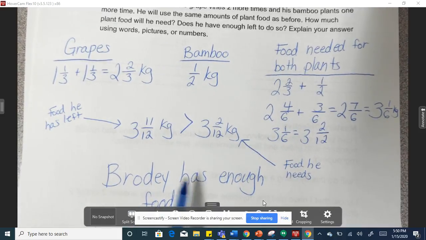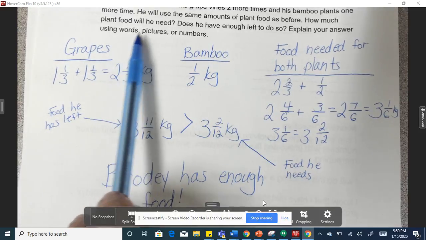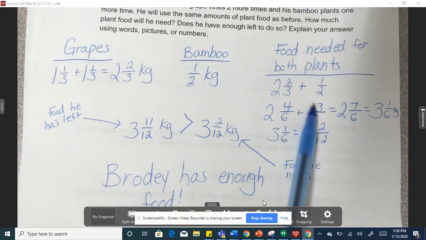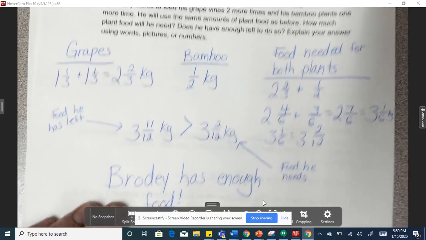Does he have enough food left to do so? We said it right here. Brody has enough food. So we've answered that question. And explain using your answer in words, pictures, and numbers. We definitely used a lot of numbers, and we have the words here. All right, so we're going to go to number 2. This one has 3 parts.